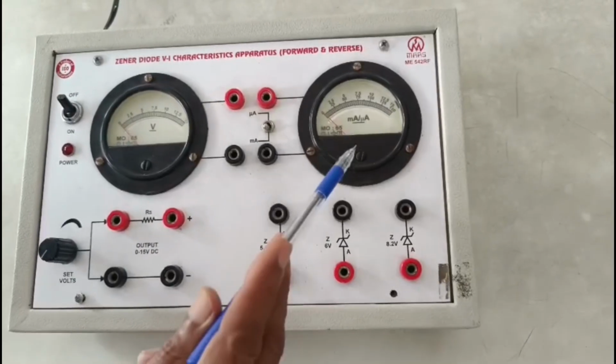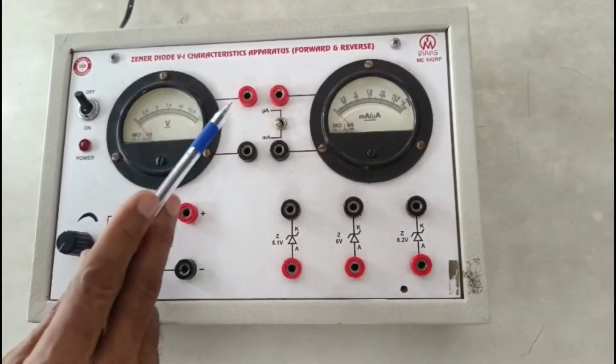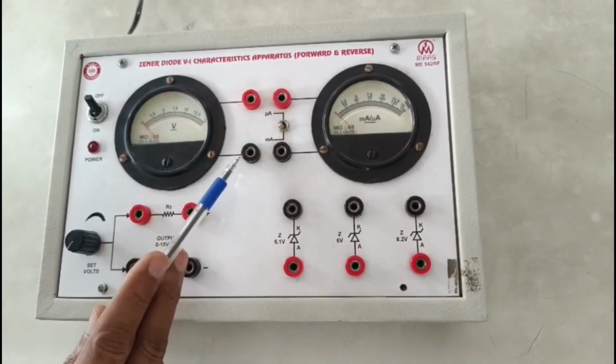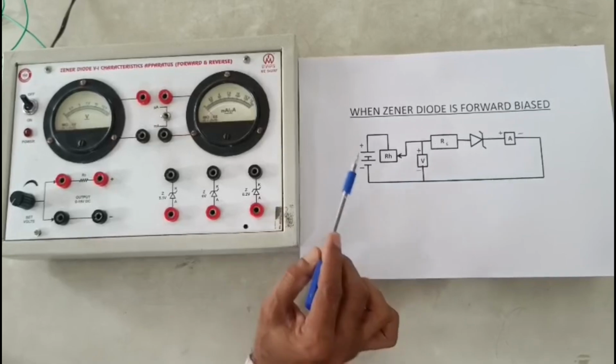This is our ZENER diode. This is ammeter having positive and negative terminals. This is voltmeter having red as positive and black as negative terminal. Now with the help of this circuit diagram, let's make connections.